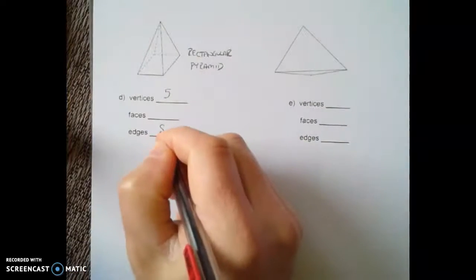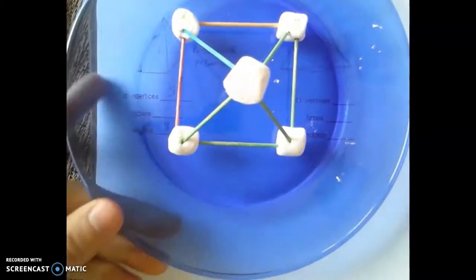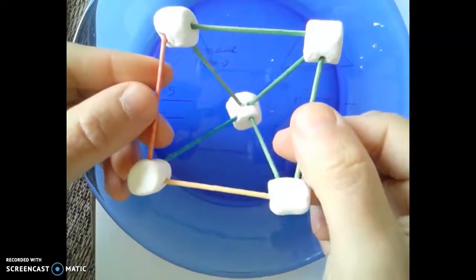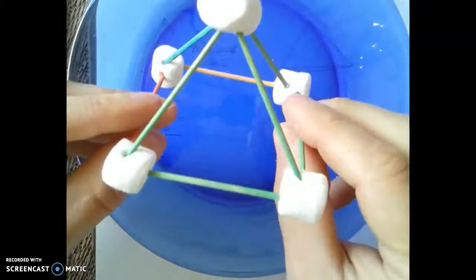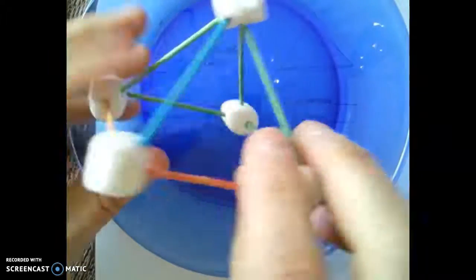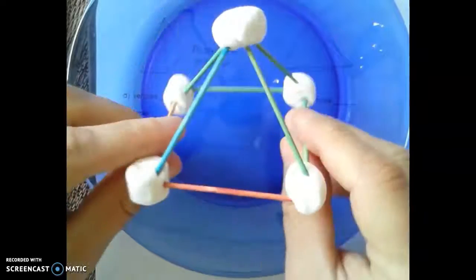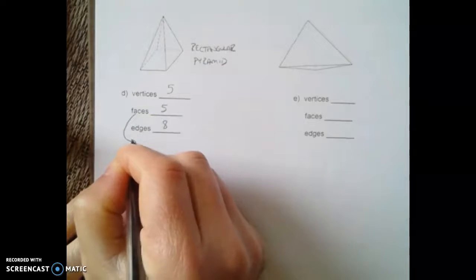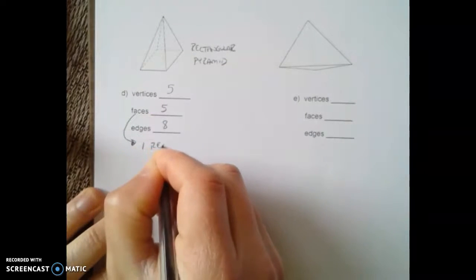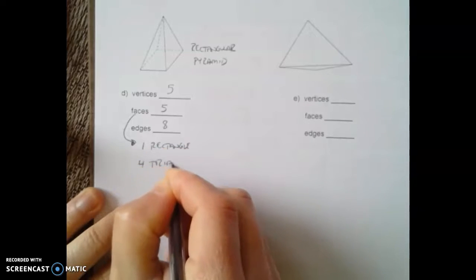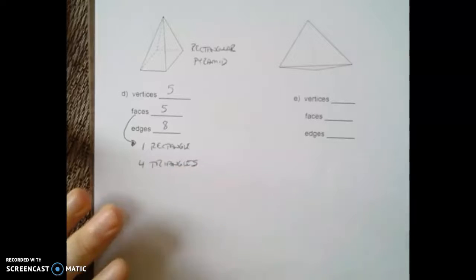8 edges. And now for the faces, well, I can see the base down here. That's 1 rectangle. And then I have 1, 2, 3, 4 triangles. So 4 triangles and 1 rectangle. That's a total of 5 faces. Okay, and so again, it's 1 rectangle and 4 triangles. And these are the properties of a rectangular pyramid.